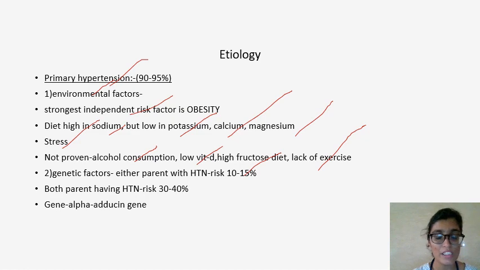Genetic factors: with one parent having hypertension, the risk is 10 to 15%. With both parents having hypertension, the risk is 30 to 40%. And the gene is the alpha-adducin gene.